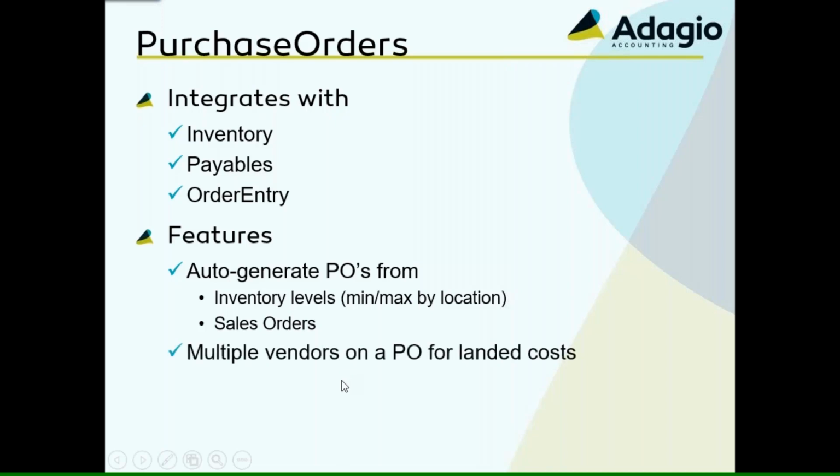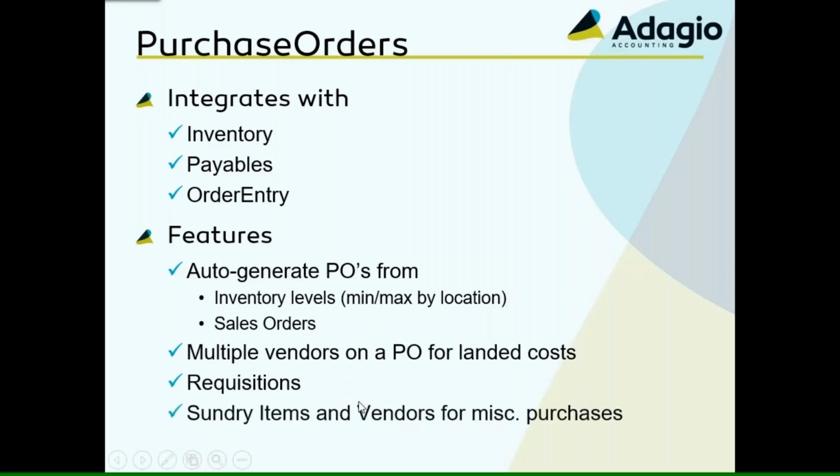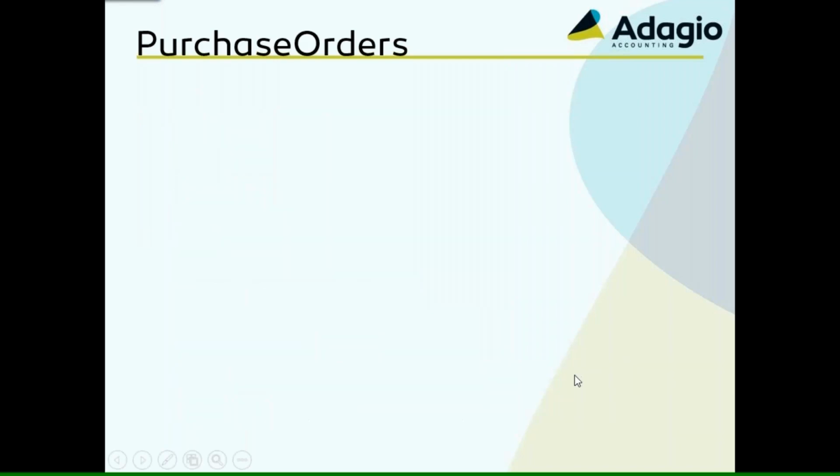You can have multiple vendors on a PO for landed costs. We support requisitions in those environments where you want someone to be able to requisition some goods or services. You can have your normal inventory, but also a separate inventory of sundry items and separate inventory of vendors for miscellaneous purchases. Those purchases, from Staples, where you don't actually want that stuff received into inventory.